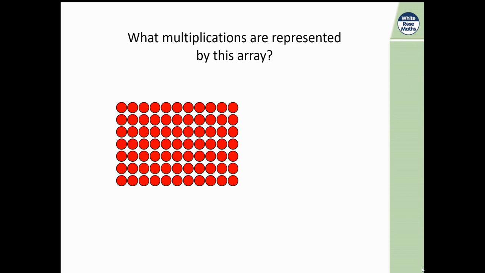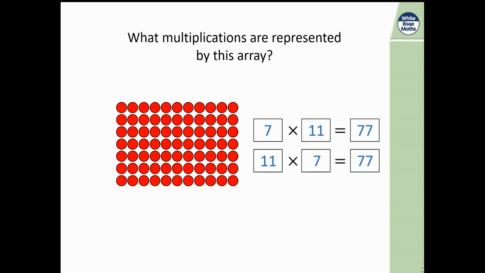What multiplications are represented by this array? So think about the number of rows that you have got and the number of dots in each row. So that's right, we've got 7 dots in each row and a total number of 11 rows. So 7 multiplied by 11 is 77, and 11 multiplied by 7 is 77.